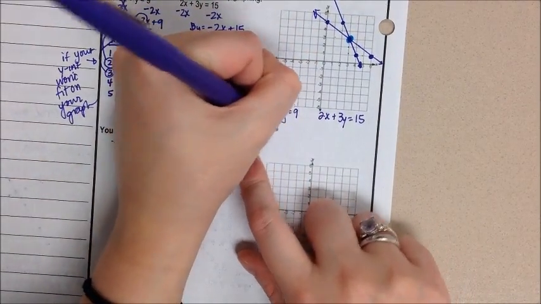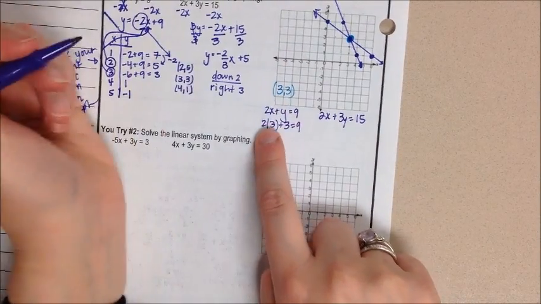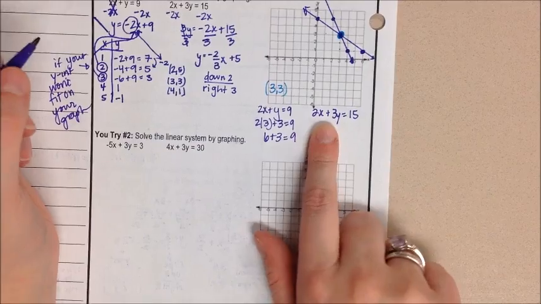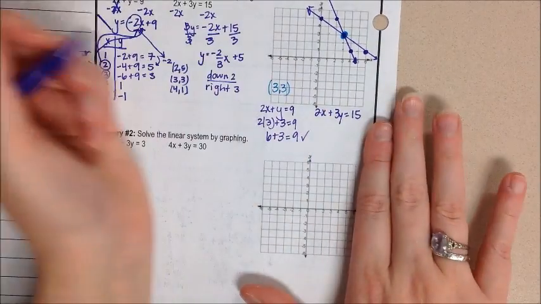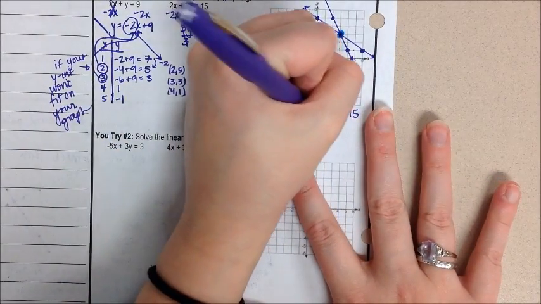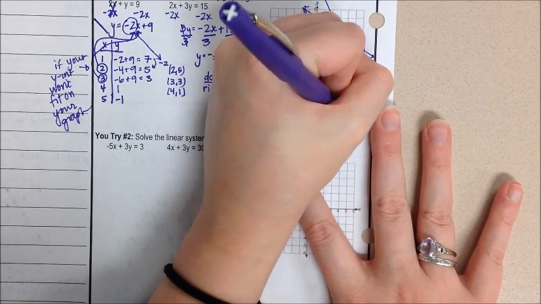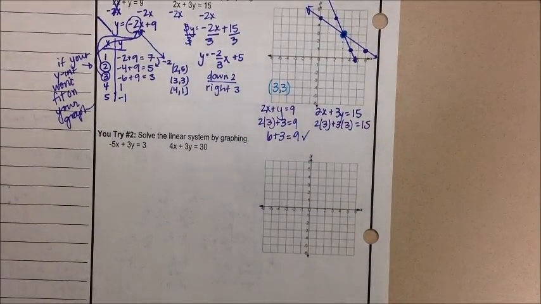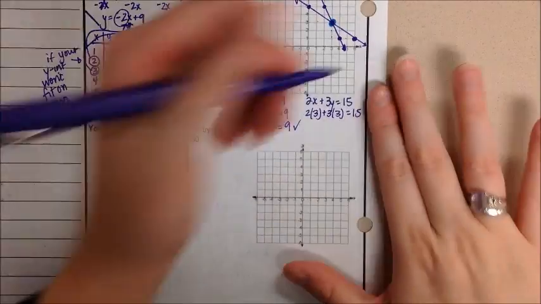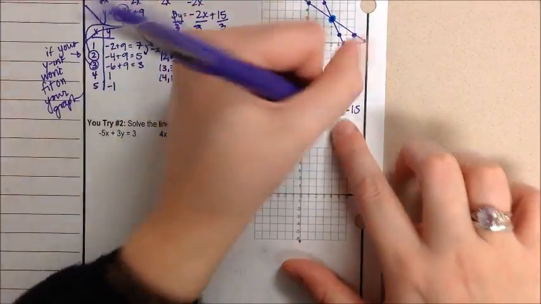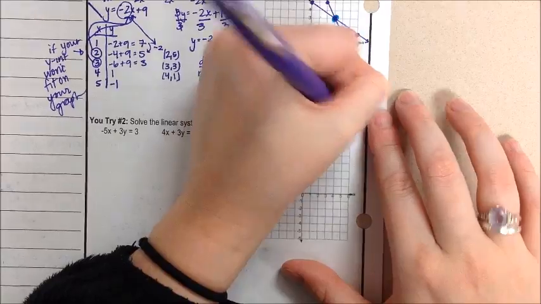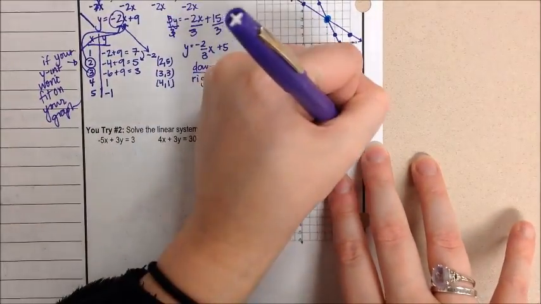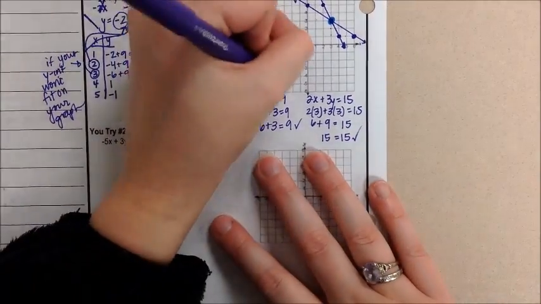So 2 times 3 + 3 is supposed to give me 9. 2 times 3 is 6. 6 + 3 is 9. So that one checks out. Then if I do 2 times 3 + 3 times 3, I'm supposed to get 15. 2 times 3 is 6. 3 times 3 is 9. So 6 + 9 is 15, which is true. So that is the correct answer.